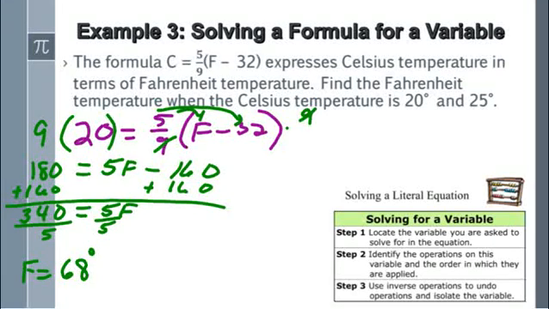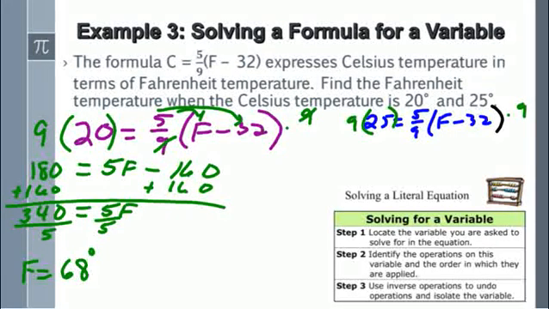Now, if we were to do the same exact thing but put 25 in, we'll do that here. So 25 equals 5/9 times Fahrenheit minus 32. Multiply both sides by 9. That leaves me with, on the left-hand side, 9 times 5 is 45, 9 times 2 is 18, plus 4 is 22. So 225 equals, distribute. So I still have 5F minus 160.